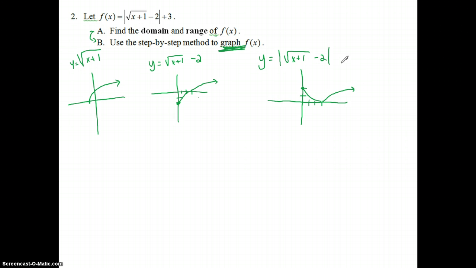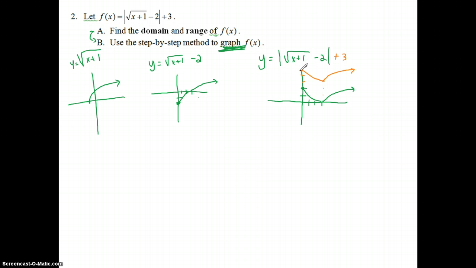And the last thing we're going to do is add 3. So I'm just going to go ahead and add 3 to this graph. I'm going to change the color here. So I'm going to change this and move it up 1, 2, 3. Move this up 1, 2, 3. And draw my graph. And that'll be the last graph right there.